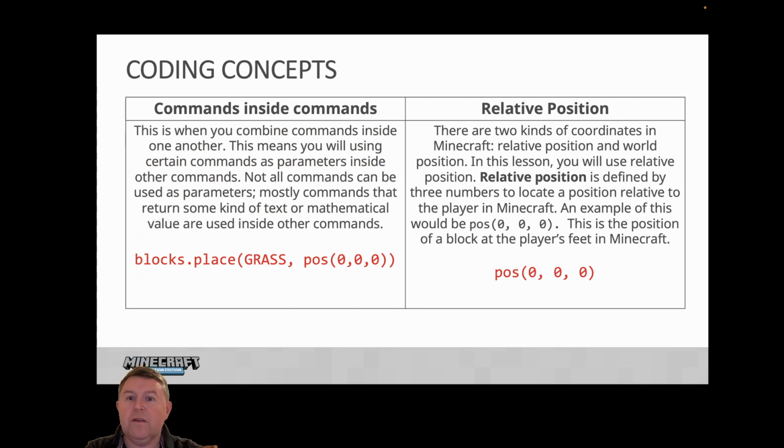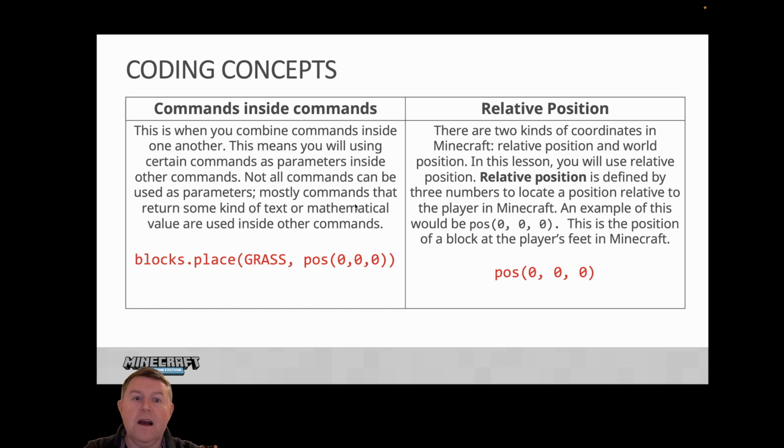Key concepts here. We're going to combine commands inside one another. Okay, so we've got here blocks.place, that's the outer command, and then we're going to place a grass block in this case, and then it has position. So 0, 0, 0 means to position it in X, Y, and Z. The 0, 0 position, so right in the center, basically.